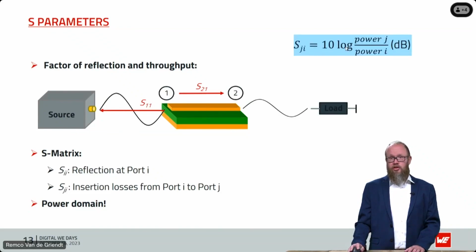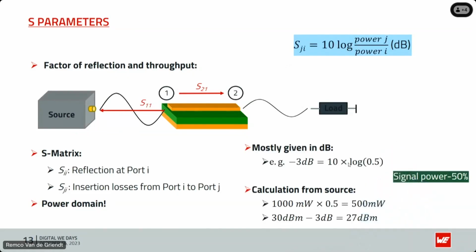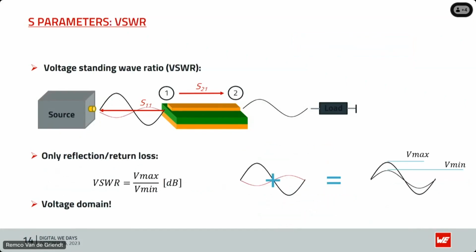And of course, because of the power, you have the logarithm here, to calculate it. If you are, for instance, losing half of the power, you have minus 3 dB, and that's signal power, so you have half of the power. That minus 3 dB is for a lot of applications not the right way to handle. And you can calculate it, of course, in dB: 30 dBm minus 3 dB is 27 dBm. So then you really can easily calculate it in a good way.